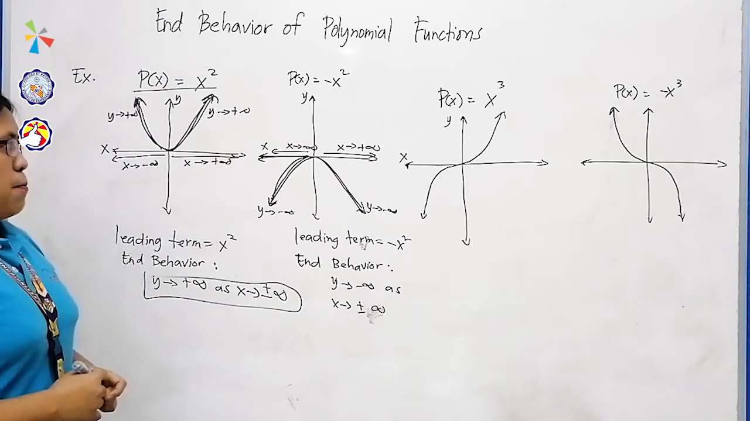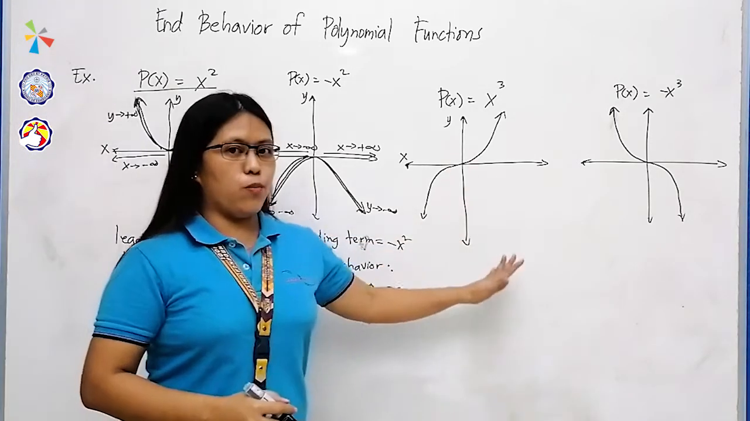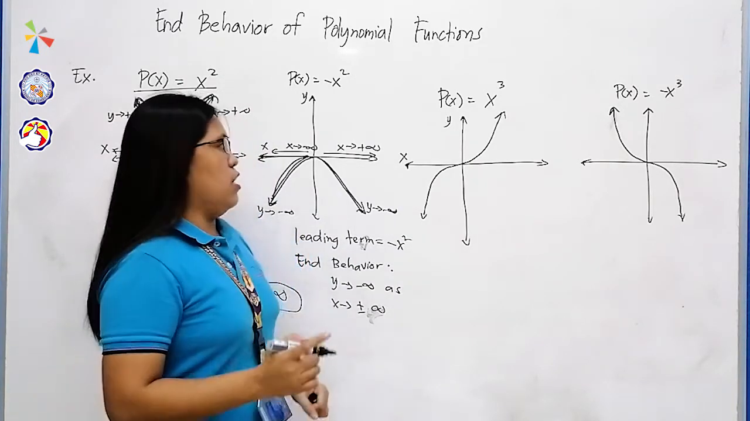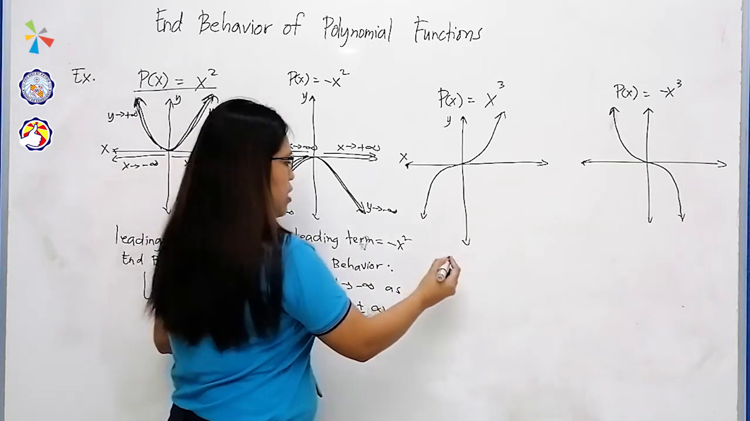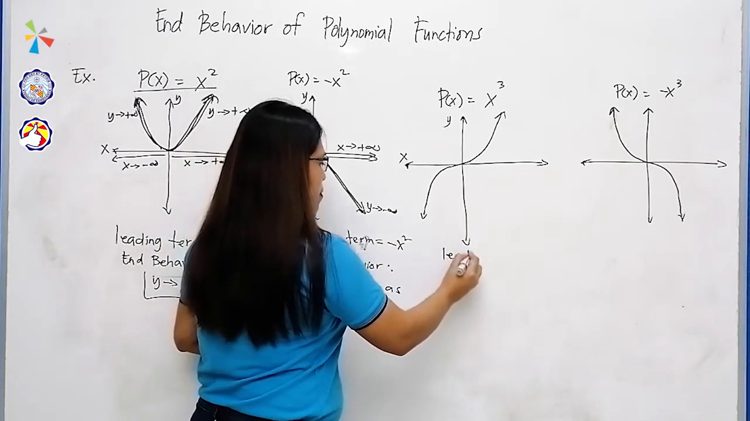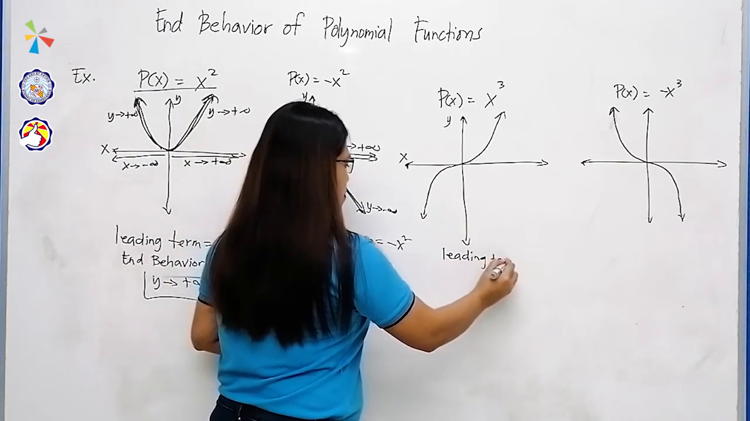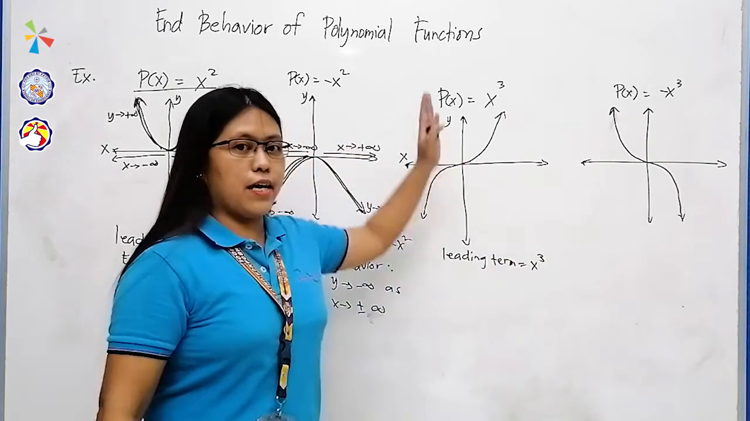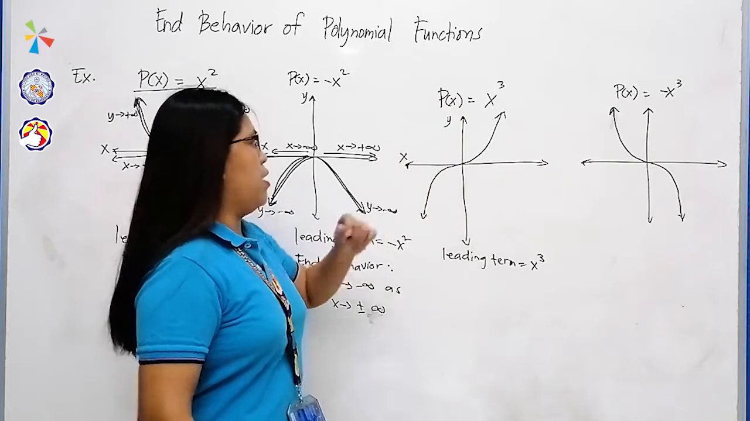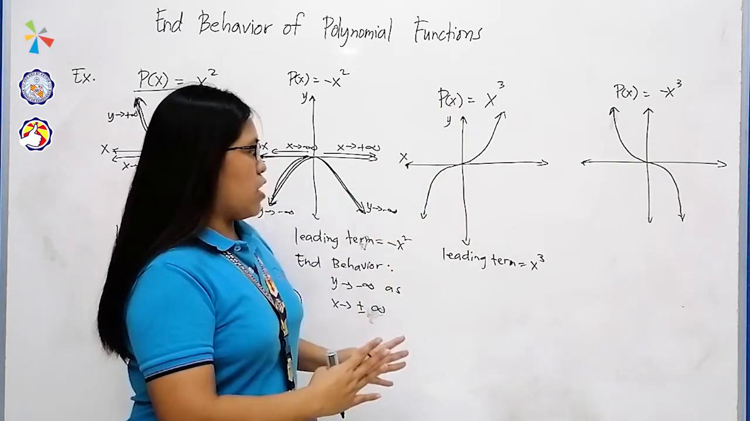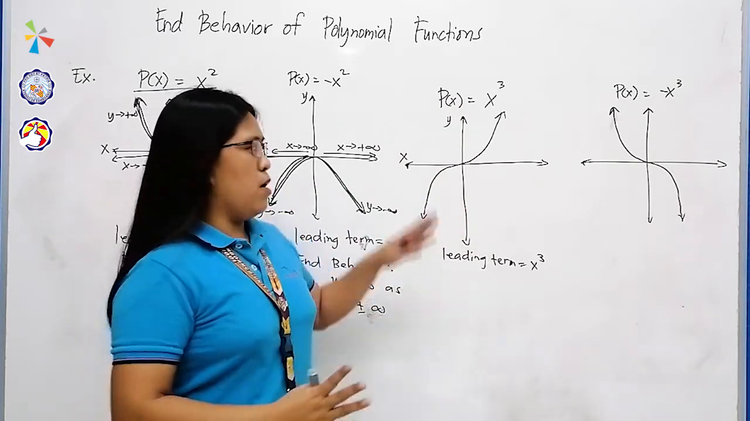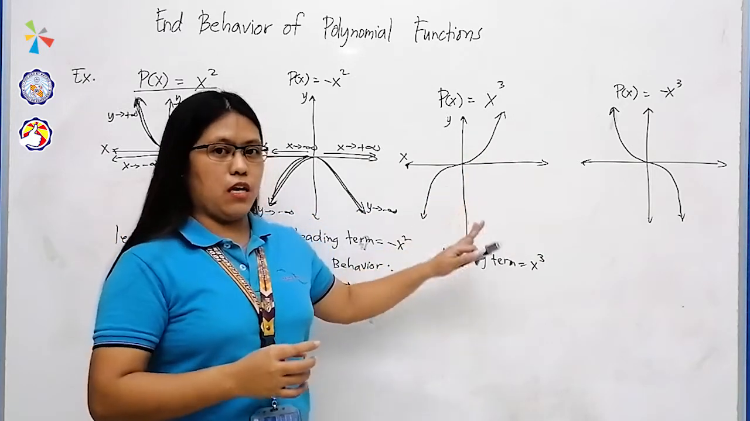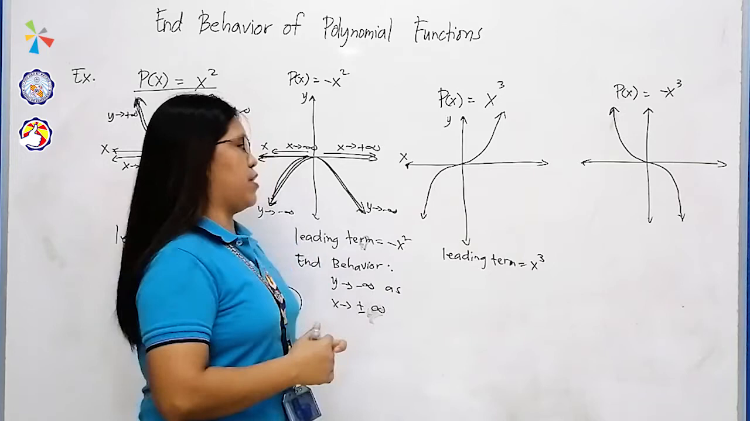For our next example, this time we have a cubic function, or a polynomial function of degree 3. So here, our leading term is x cubed. Again, it's positive. Now, for a cubic function with a positive leading term, generally this is how the graph behaves.